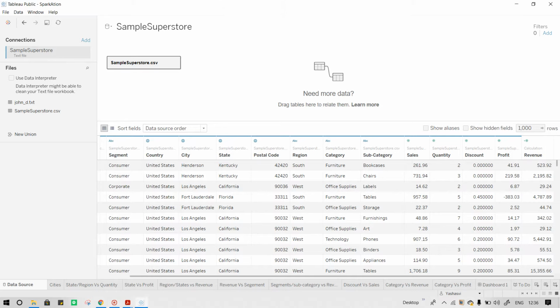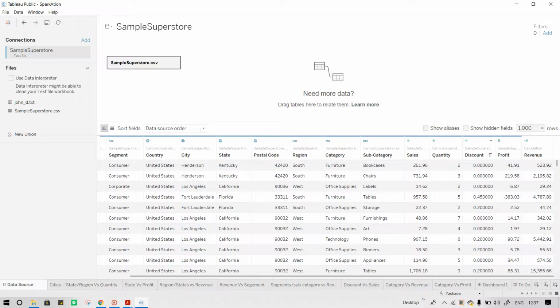Hello everyone, this is Task 3: exploratory data analysis in retail. I have performed exploratory data analysis on the given data set, samples2.csv. There are mainly 14 KPIs, 9 of which are measure KPIs and the remaining dimension KPIs, like sales, quantity, discount, profit, and revenue.